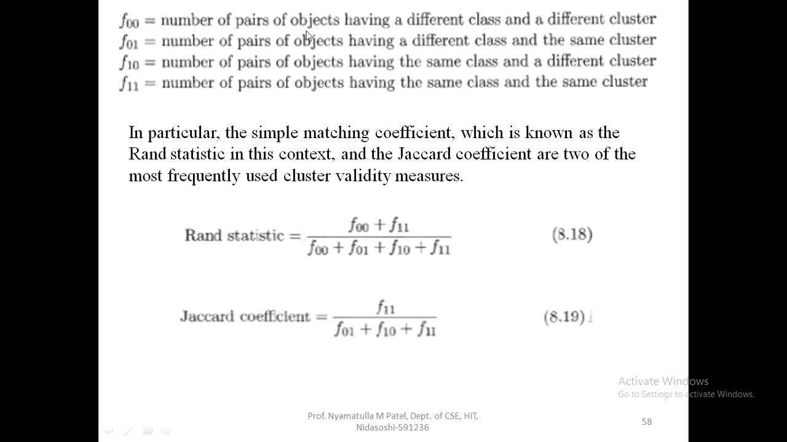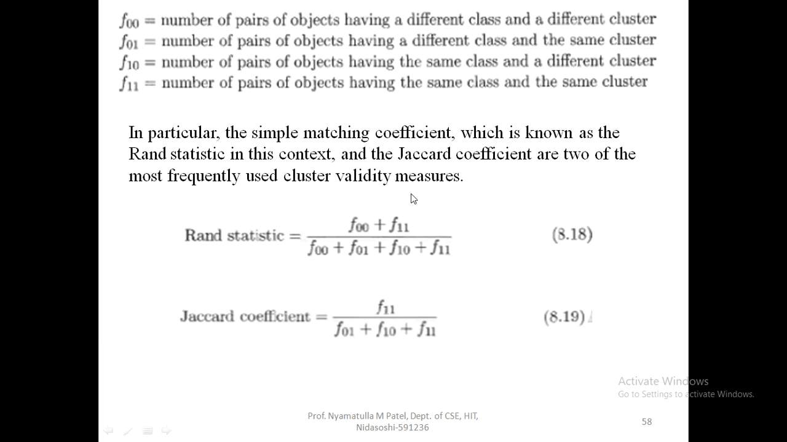So, what is f of 0 0? That is the number of pairs of objects having different class and different cluster. F of 0 1 is the number of pairs of objects having different class and same cluster, f of 1 0 is the number of pairs of objects having same class and different cluster, and f of 1 1 is the number of pairs of objects having same class and same cluster.